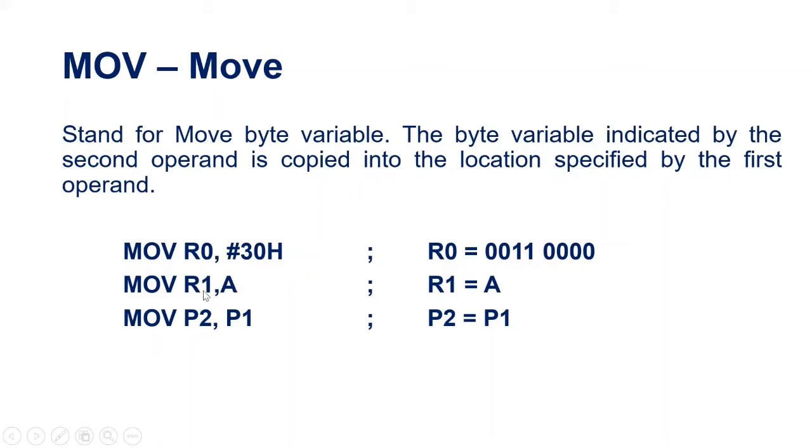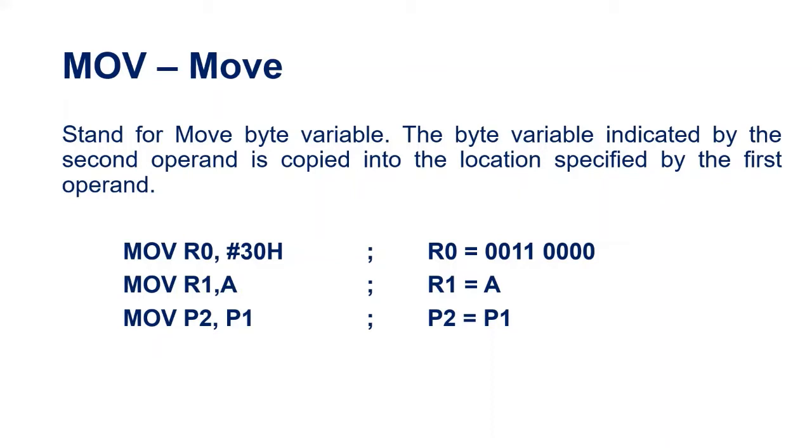Okay, pero kung si R1 may dati siyang laman, what will happen if we are going to move A papunta kay R1? Okay, yun yung tinatawag naman nating destructive. Bakit? Kasi whatever content or data na mayroon si R1, pagka-execute natin ng move, marireplace na siya nung laman ng A. Okay. So the last one is move P2, P1.